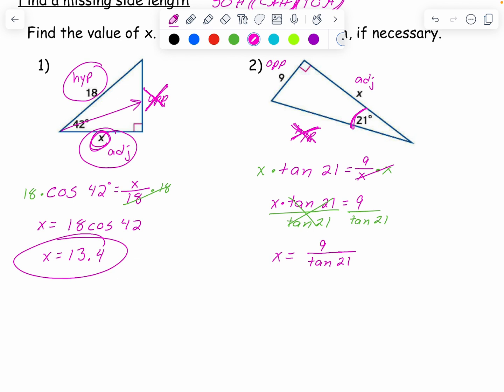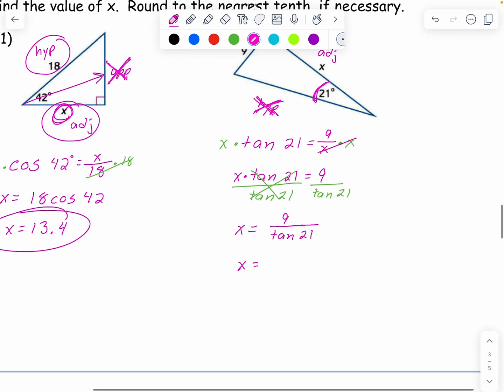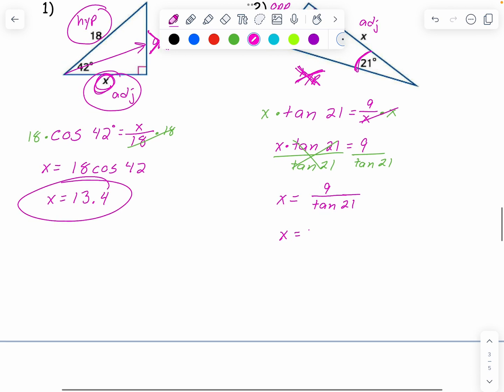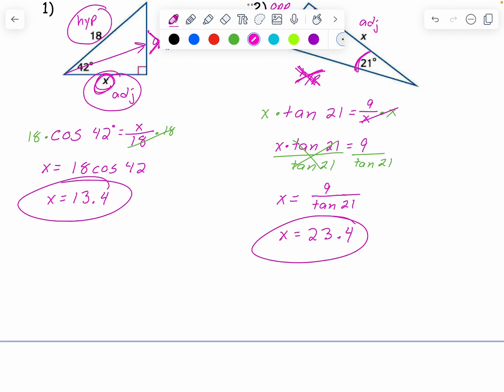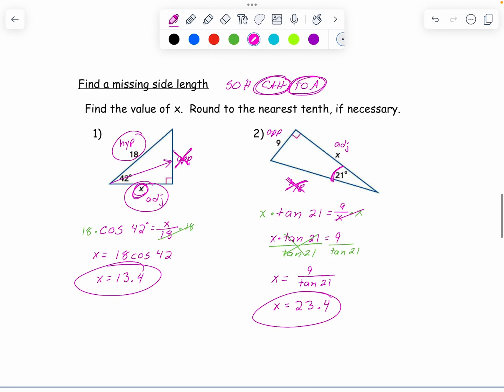All right, and then we can type this in our calculator as well. So making sure it's in degree mode, then we're going to do 9 divided by, we're going to hit the tangent button, and then 21, close our parentheses, and we should get 23.4458 and so forth. Now, since we are finding a side length, we are rounding to the nearest tenth, so that is going to be 23.4. And that is what we were asked to find. All right, so that is finding a missing side length.